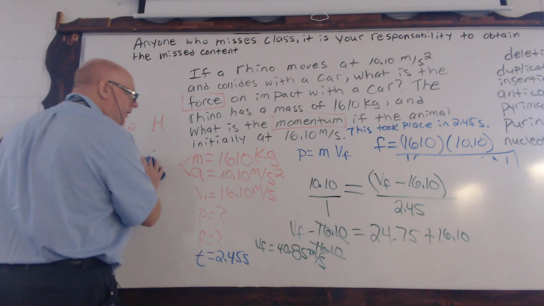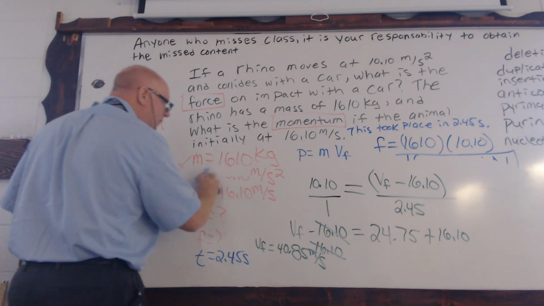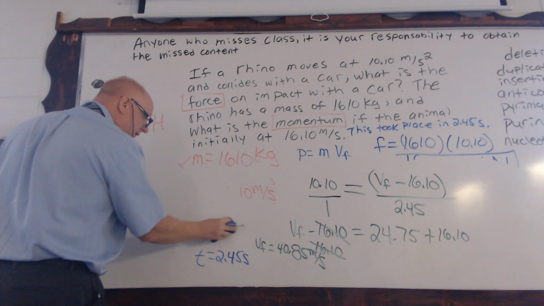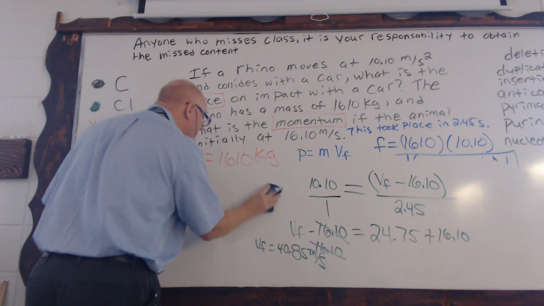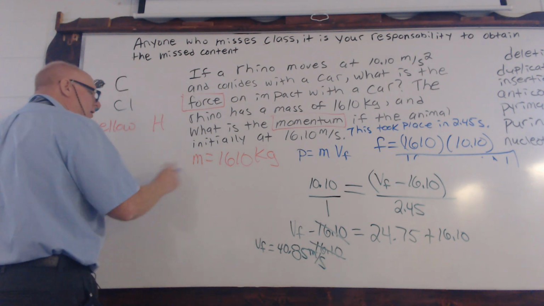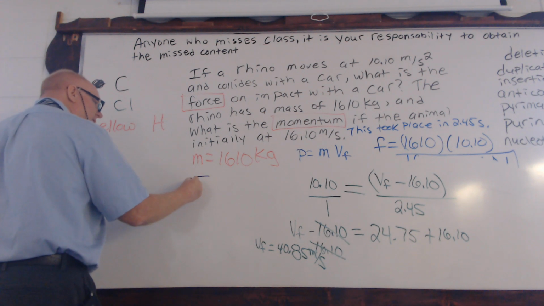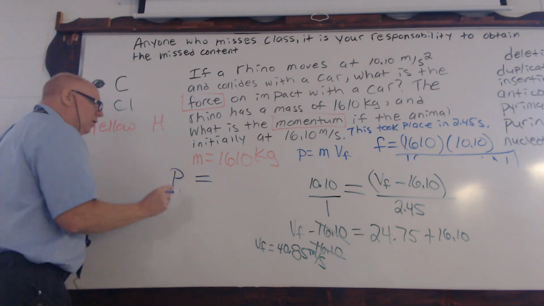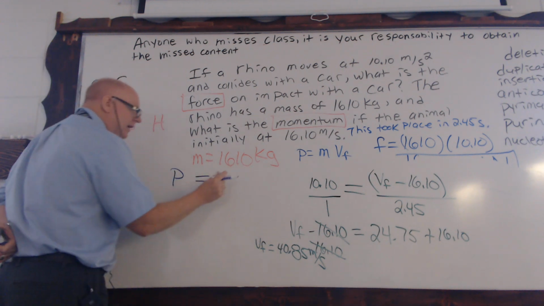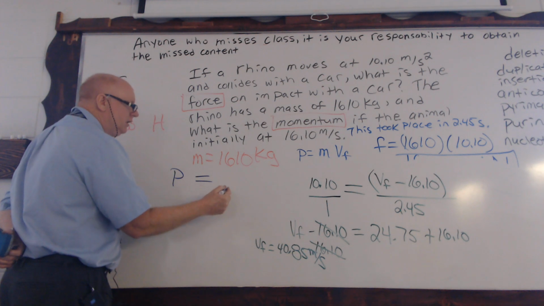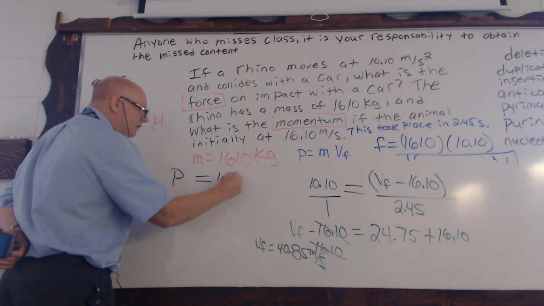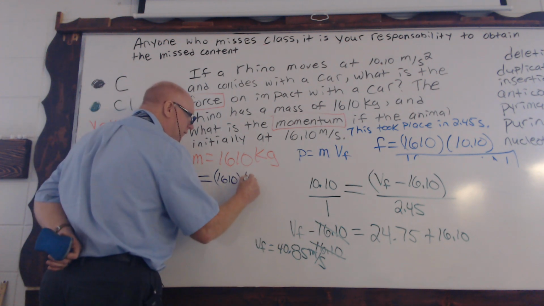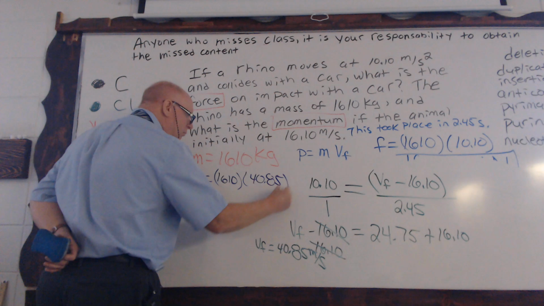So we can get rid of all of this. We don't need that anymore. We don't need that anymore. We don't need this, and we don't need this, and we don't need that. Okay? But we still need this mass because according to this formula, okay, what's the variable for momentum? So what does the formula tell you to do on the right side? Okay, so here's our 1610. And then our final velocity we calculated was 40.85. You multiply those two.